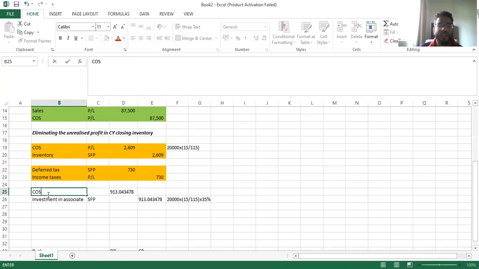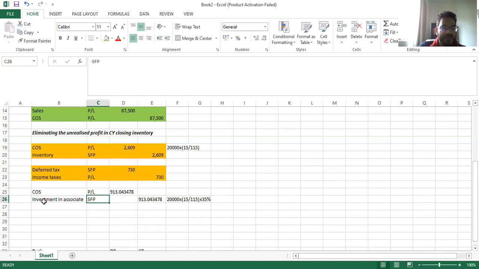Whereas with the associate, we want to adjust the associate's inventory, but we can't use the term inventory because we don't bring the associate's inventory onto our books. We bring the associate's balance sheet via investment in associate. We bring the associate's income statement via share of associate's profits. So just take note of that.